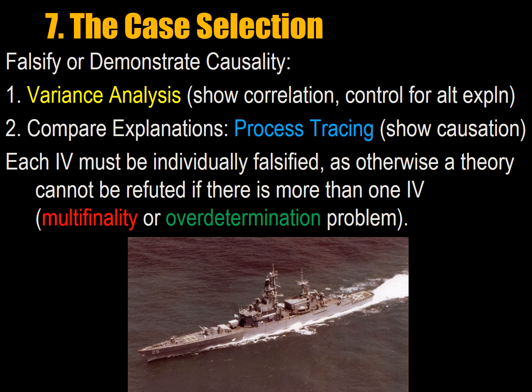The overdetermination problem is also called the multifinality problem. When we have too many causes predicting the same outcome, it becomes difficult to disentangle them and distinguish them.